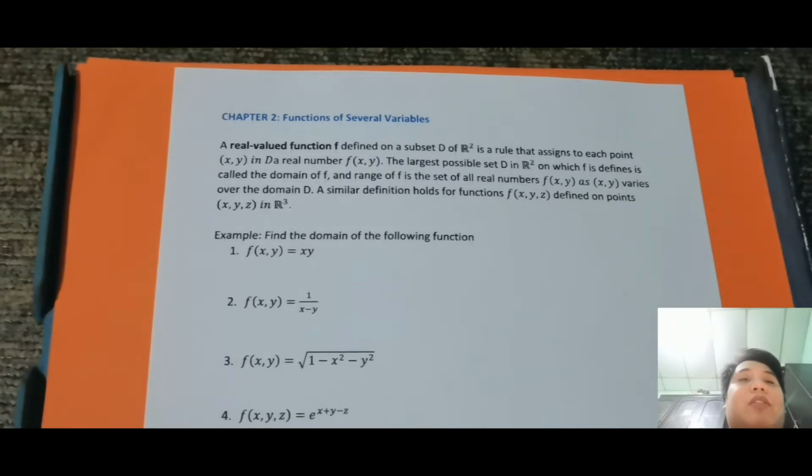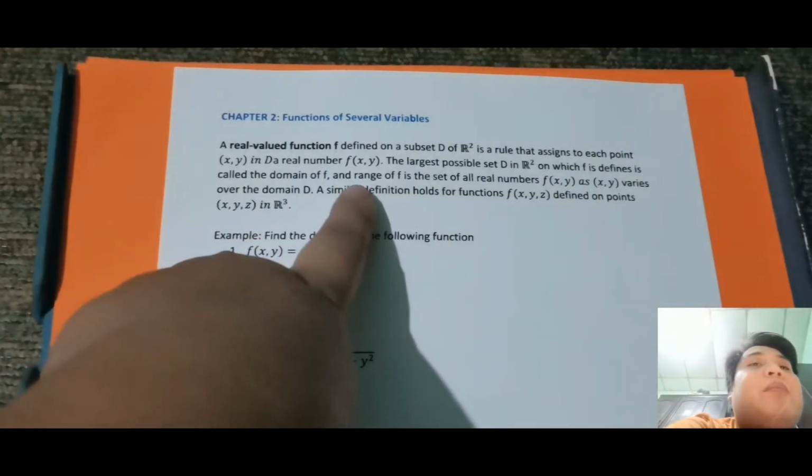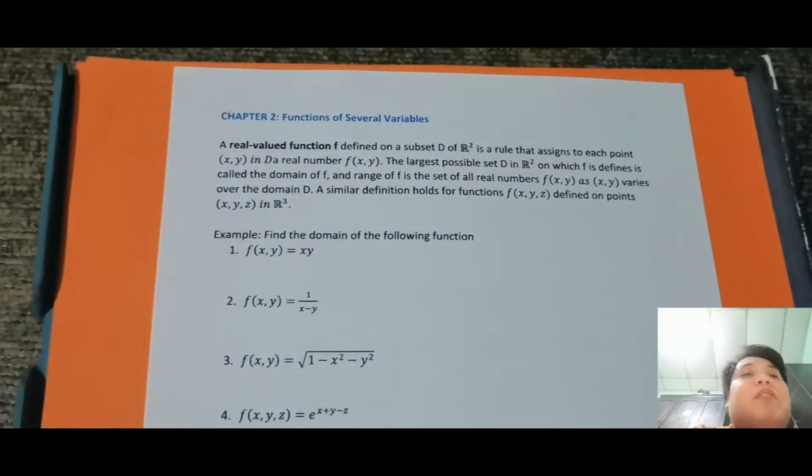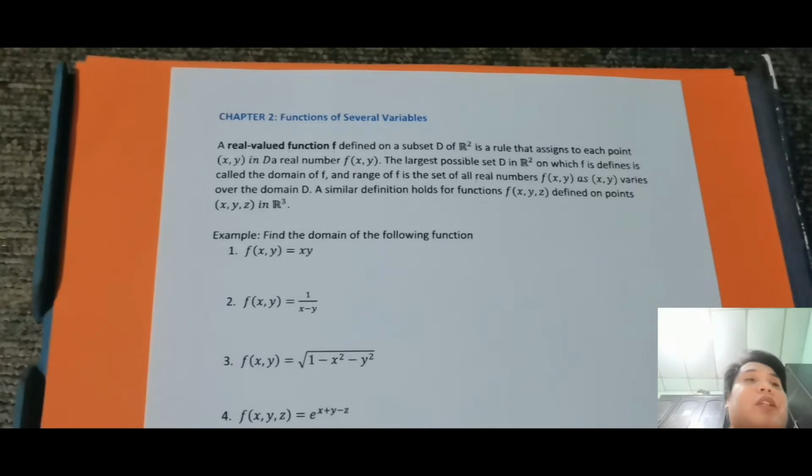A real valued function f defined on a subset D of R squared is a rule that assigns to each point x, y in D a real number f of x, y. The largest possible set D in R squared on which f is defined is called the domain of f, and the range of f is the set of all real numbers f of x, y as x, y varies over the domain D. A similar definition holds for the function f of x, y, z defined on points x, y, z in R cubed, so in Euclidean space.